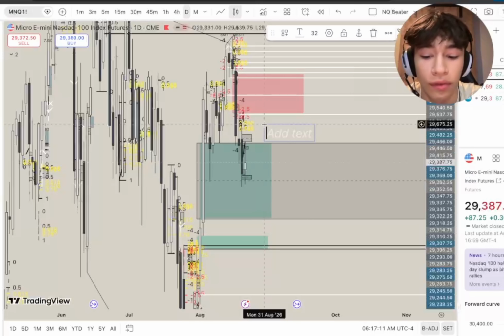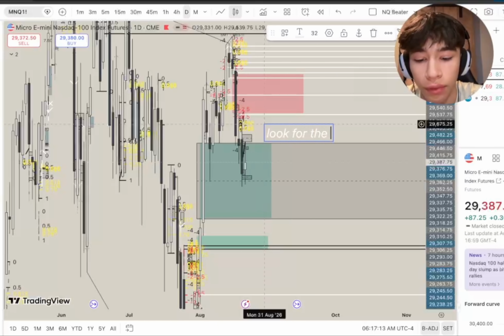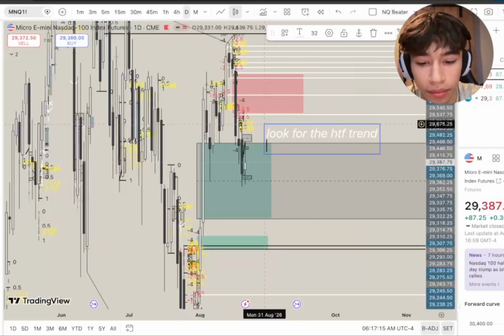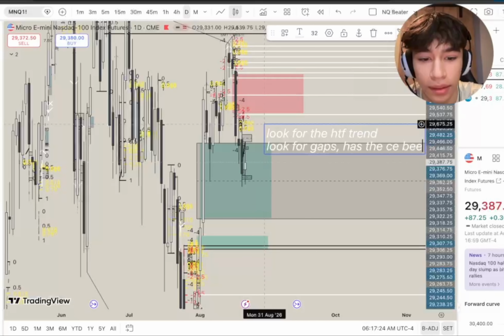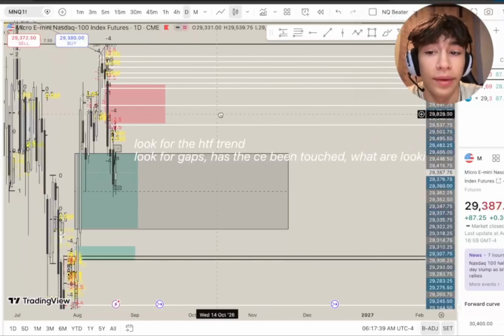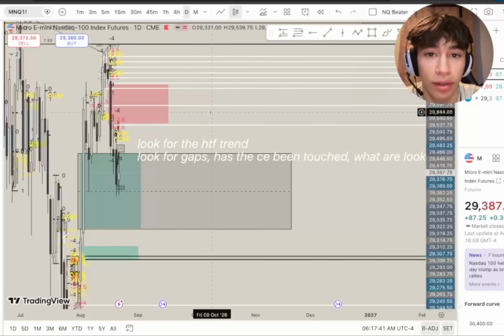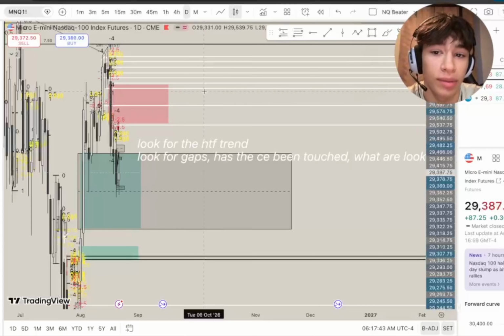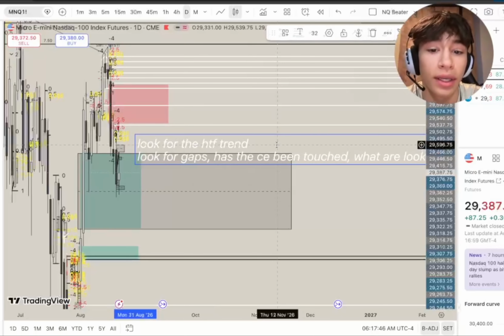So what I told you so far is look for the higher time frame trend and look for gaps. Has the CE been touched? What is price looking to get filled? So if a fair value gap is unfilled right now, but it looks like it's going to get filled, then you would expect a retracement there and then a continuation. But we're going to get into that later here.